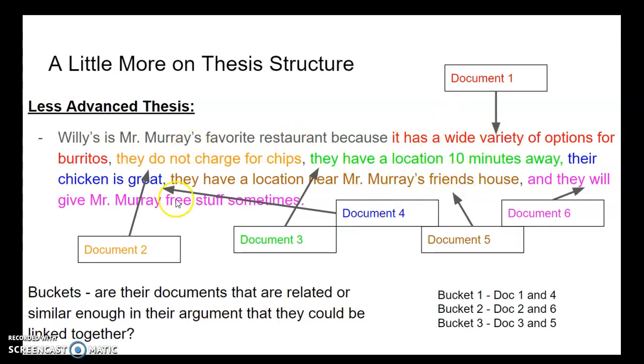Document 4 says there's chicken that's great. Both of these are kind of related to the food aspect. And so because of that, I could just talk about their good quality of food in one paragraph and just use document 1 and document 4 one time in one paragraph.